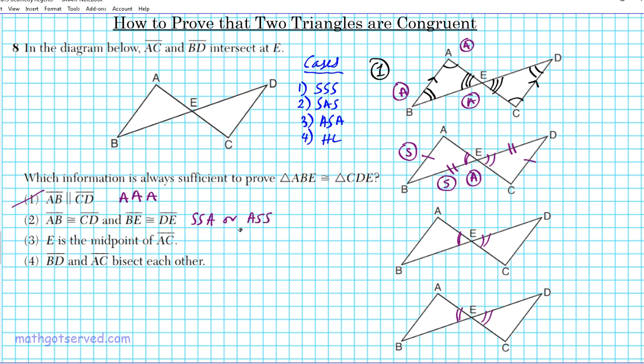Are any of these sufficient to prove congruency? If you look at the list, the answer is no. This is not sufficient to prove congruency.